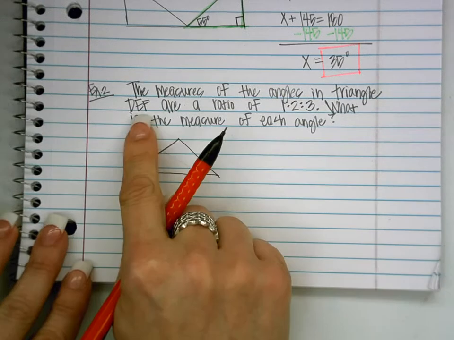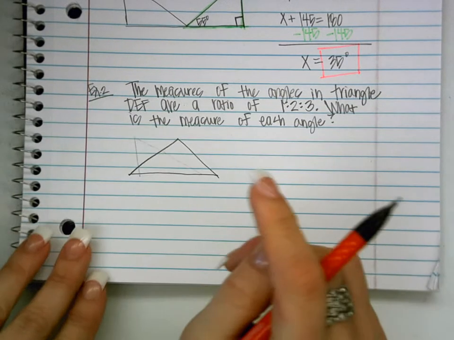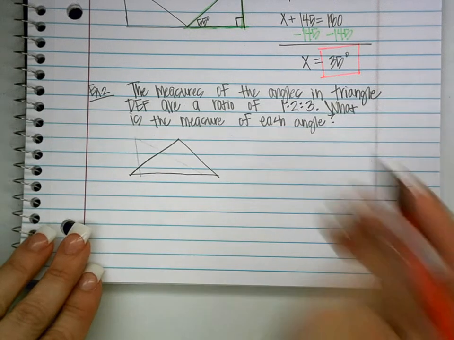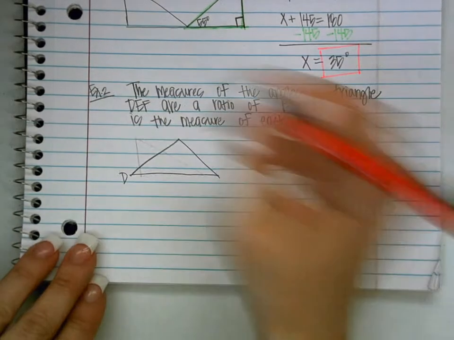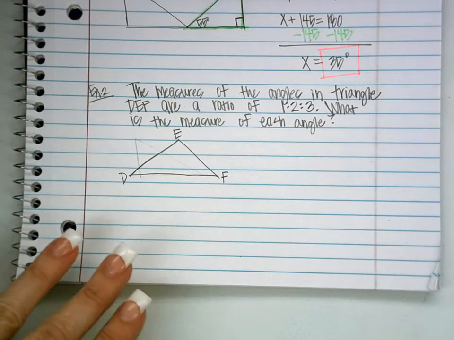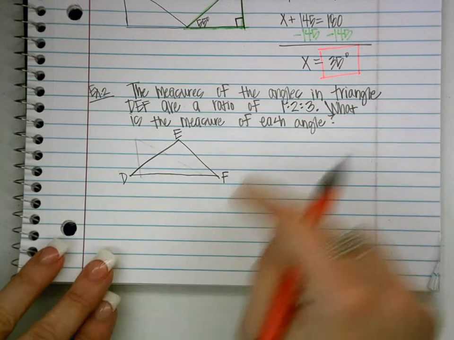If it's called DEF, what does that mean? Each one is a letter. So D, E, F. It doesn't really matter where you put each letter, but we're just going to put them on there.